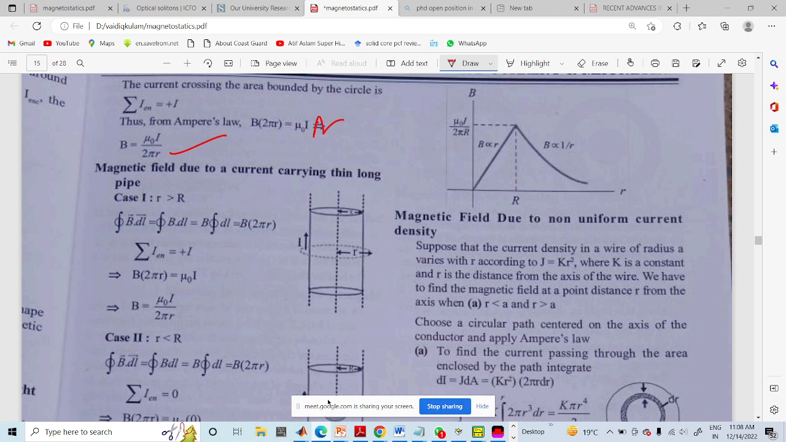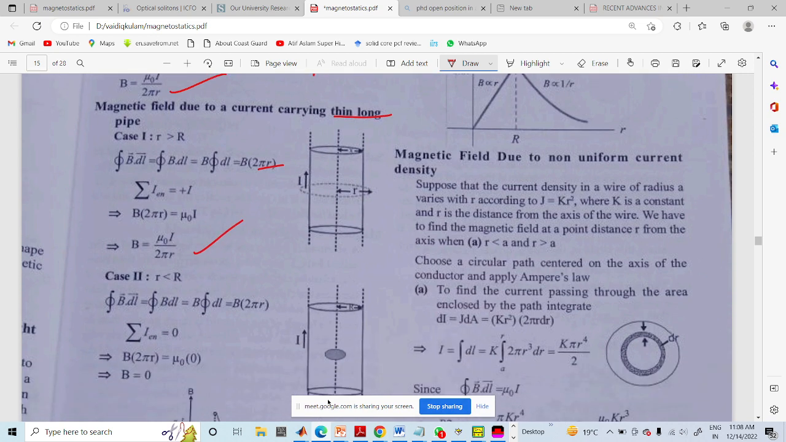तो सेम थिंग इज देयर, मैग्नेटिक फील्ड ड्यू टू करंट कैरिंग थिन लॉन्ग पाइप. अब ये पाइप है, ठीक है, थिन लॉन्ग पाइप, इसमें करंट आई जा रहा है. तो बी डॉट डी एल फिर निकाल देंगे. बी डॉट डी एल 2 पाई आर दे देगा और आई टोटल अंदर कितना है, आई है. तो यही सेम रिजल्ट आ गया. कब, जब छोटा आर बड़ा है कैपिटल आर से, मतलब ये जो हमारा रेडियस है उससे ये जो आर है वो बड़ा है.